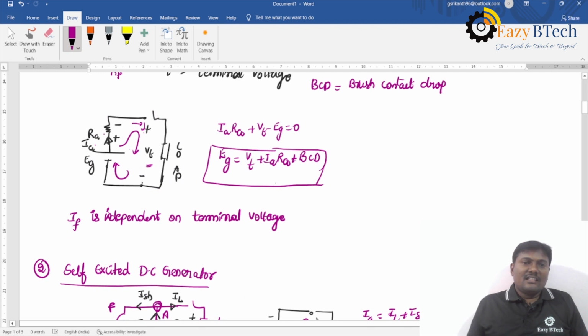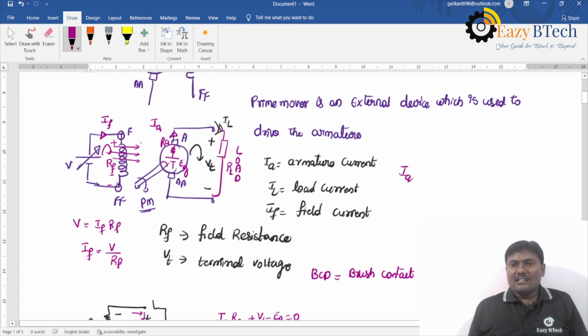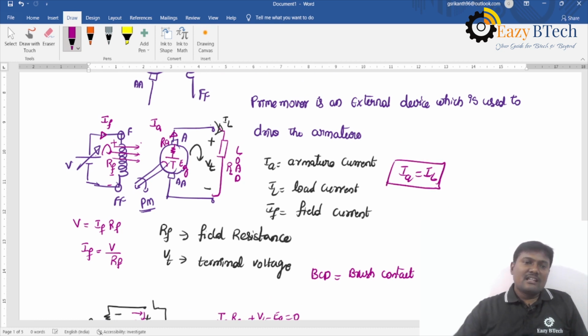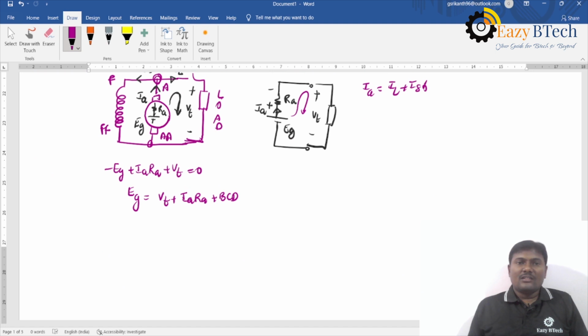Previously, the Ia current is equal to IL. That means armature current is equal to load current in a separately excited DC generator. But in a self-excited DC generator, Ia is equal to IL plus ISH. If you close the switch, the same terminal voltage will appear at this node. The voltage is Vt, so the same terminal voltage appears across RSH.